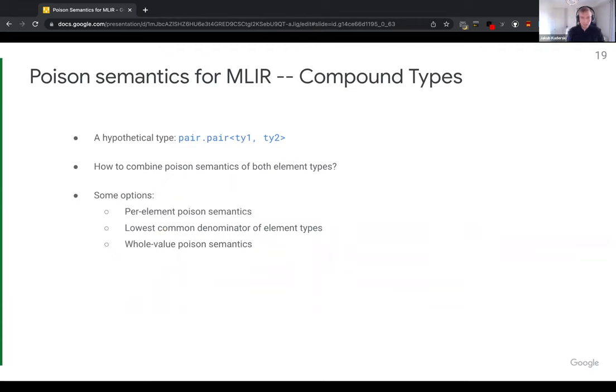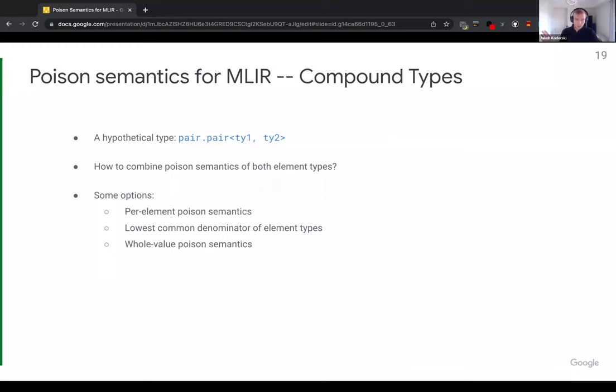And I came up with a hypothetical example of a pair type that combines two arbitrary types. And here, this is a bit more tricky. We could also have one Poisson bit per element. And then, if the type supports Poisson semantics, then we have the bit. If it doesn't, we don't. We could also do a lowest common denominator and say that if all types support Poisson, then we can use Poisson for the pair. If some of them don't, then we can't. Or we could have something like one Poisson bit per whole pair. So it's either Poisson as a whole, or well-defined as a whole.